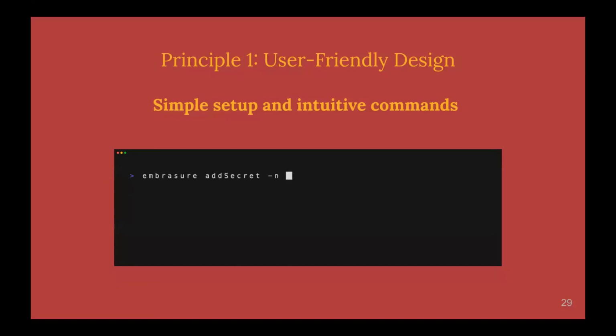Embrasure has standard CRUD operations for interacting with secrets and creating authorized users. In the image, we are using the add secret command to add a secret to the database. In this example, we are adding a secret with the name maps_API that has a value of the API key.